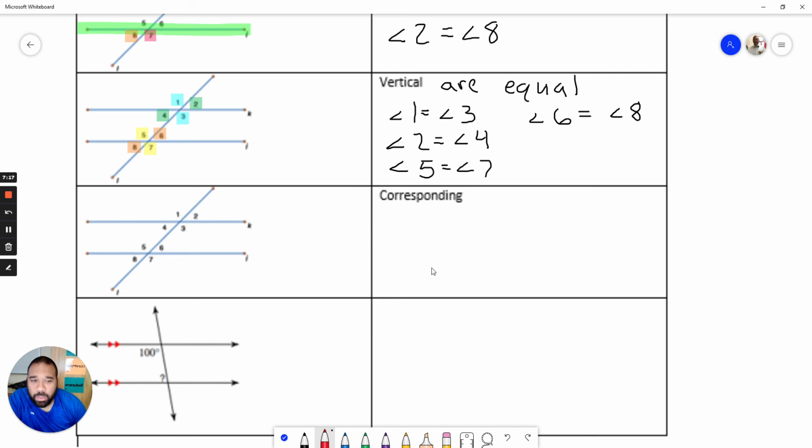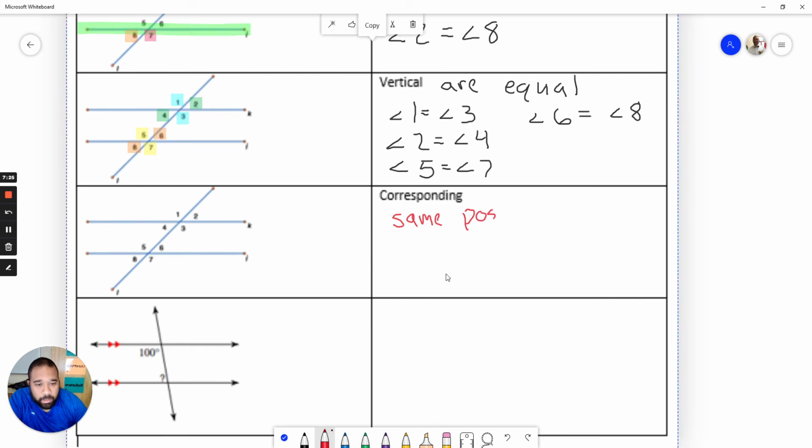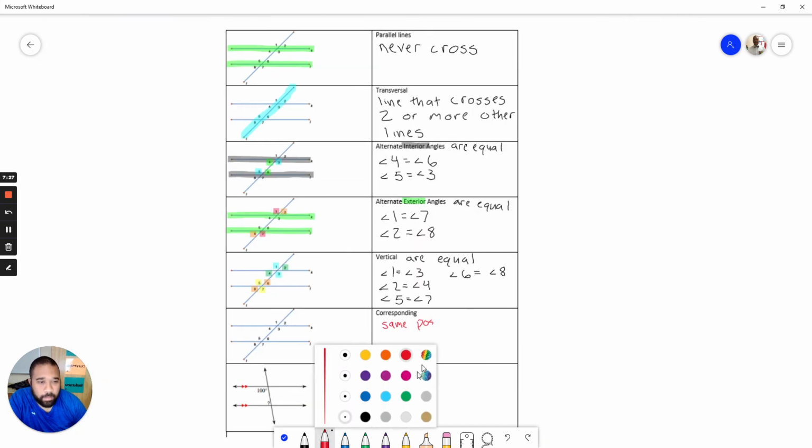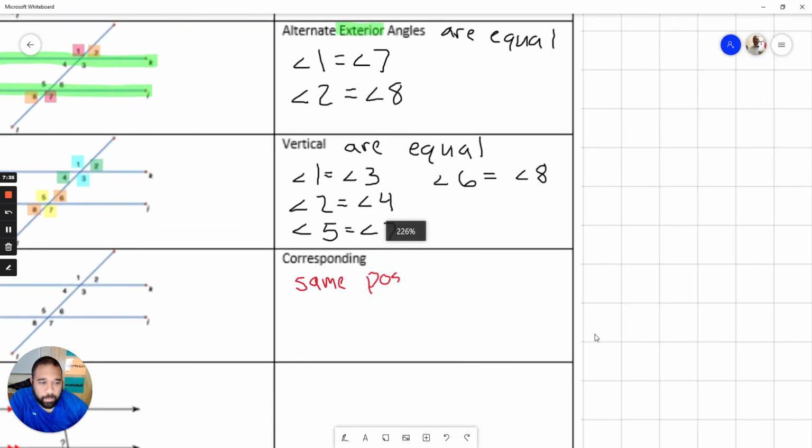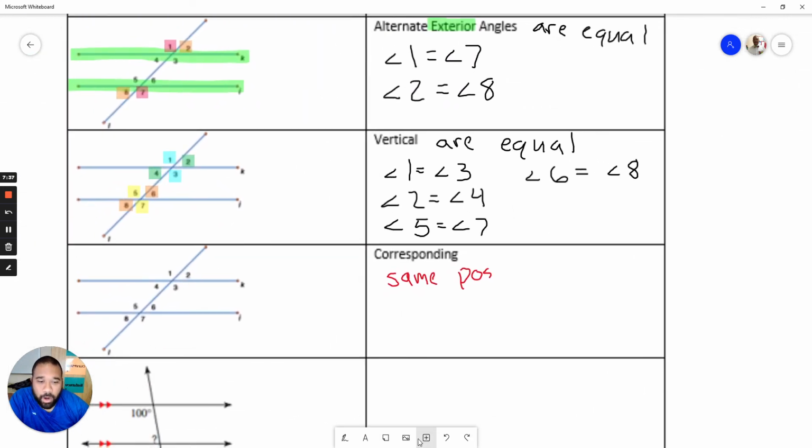Corresponding angles means that they're in the same position. Okay, let's get zoomed back in. So corresponding angles are angles that are in the same position. Sorry about that.